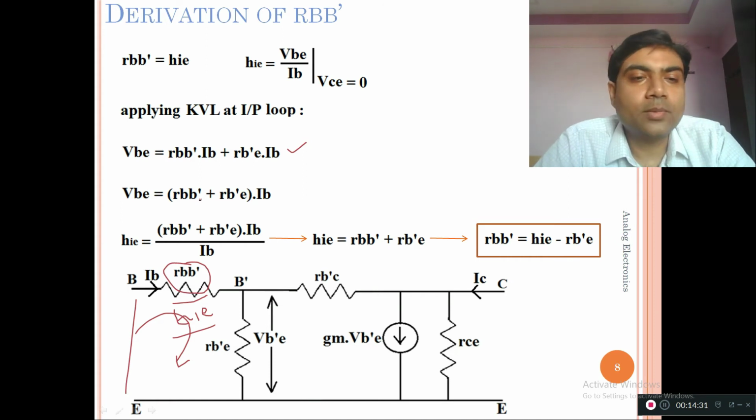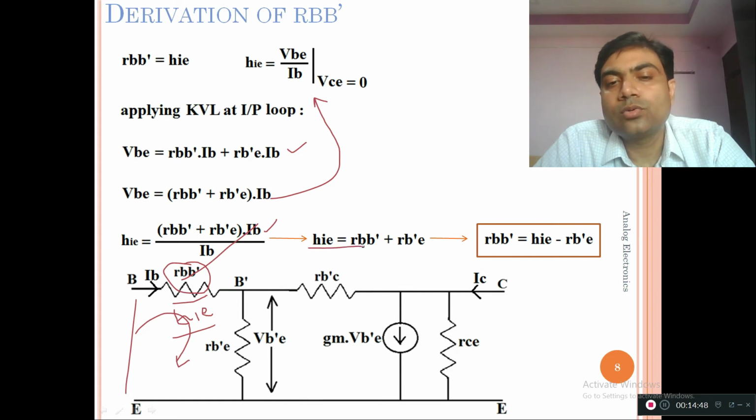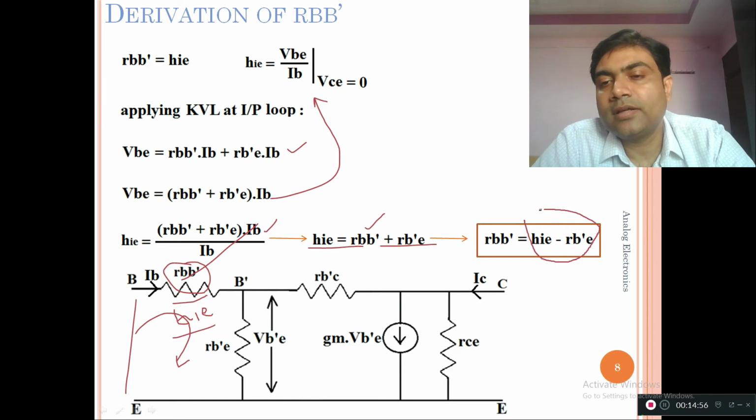Okay, IB is common. So we have calculated the value of VBE, and this VBE value can be substituted in the above equation. So if we substitute the above equation, then we get this kind of value. IB can be cancelled out, and we get HIE equals RBB dash plus RB dash E. We are interested to calculate RBB dash. So what is RBB dash? RBB dash is nothing but HIE minus RB dash E.